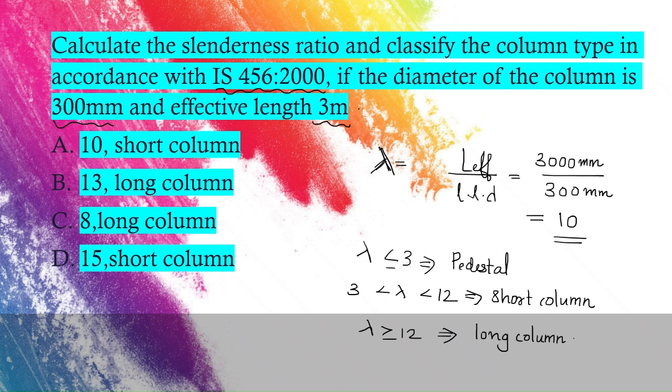And here the slenderness ratio value comes between 3 and 12, and our column is a short column, and the value of slenderness ratio is 10, and option A is the answer.